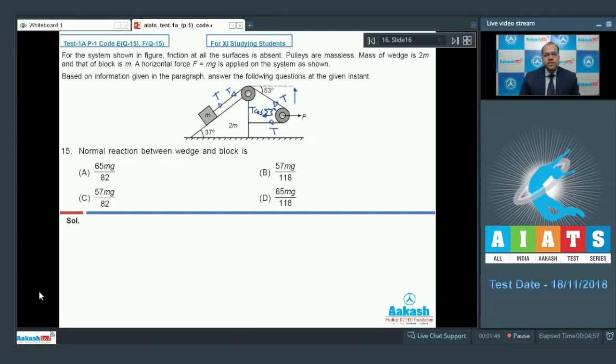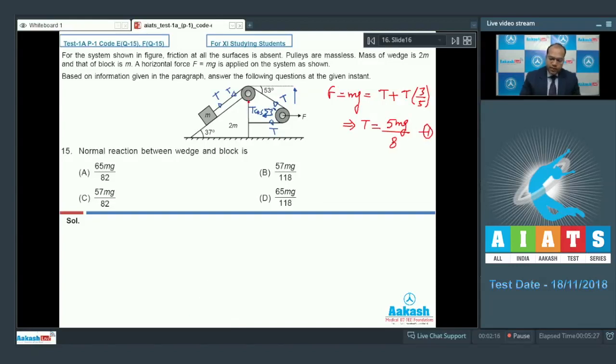Since the pulley is massless, if I apply F equal to ma for the pulley, then I can say that F is equal to mg, and that is equal to T plus T cos 53 degree, and the value of cos 53 degree is 3 by 5. So if I solve for T, the value of T comes out to be 5mg by 8. This is my equation 1.